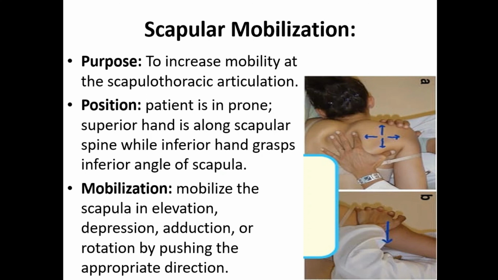Now scapular mobilization. Purpose: to increase mobility at the scapulothoracic articulation. Position: patient is in prone. Superior hand is along scapular spine while inferior hand grasps inferior angle of scapula. Mobilization: mobilize the scapula in elevation, depression, adduction or rotation by pushing in the appropriate direction.